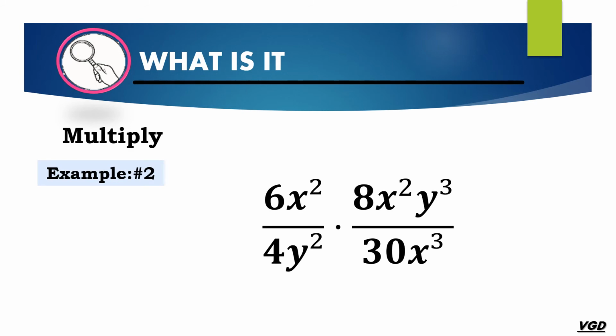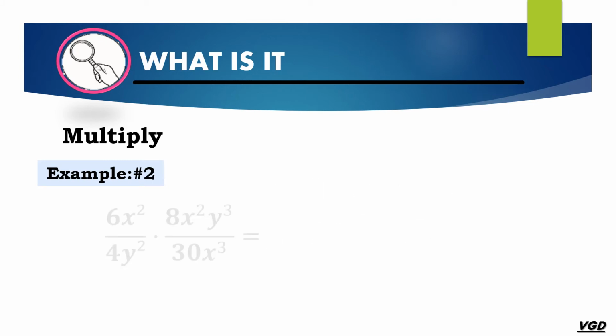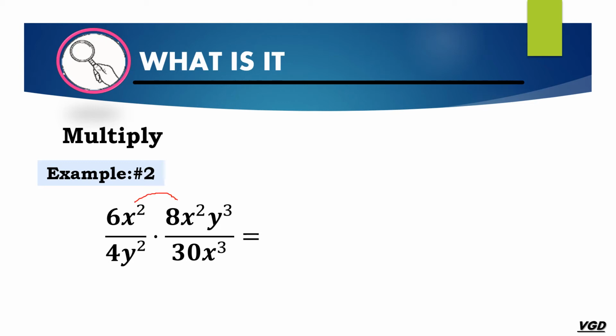So we have here number 2. Let's multiply 6x squared over 4y squared and 8x squared times y cubed over 30x cubed. Now, let's multiply first the numerator of each expression. So we will multiply 6x squared to 8x squared y cubed. And applying the product rule of the law of exponent, we will add the exponents with the same base. We have here x squared, which has the same base.